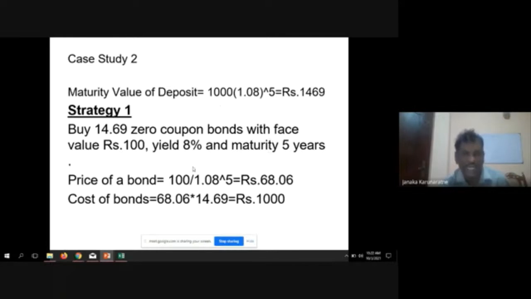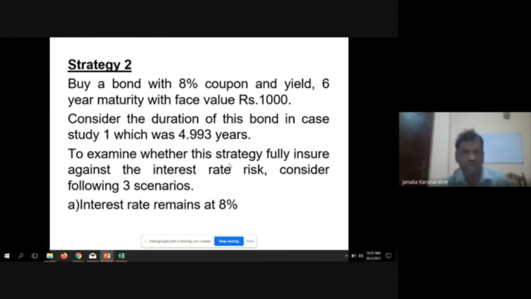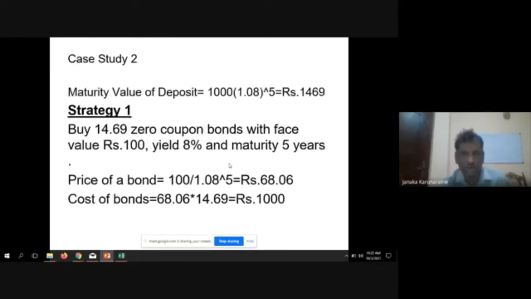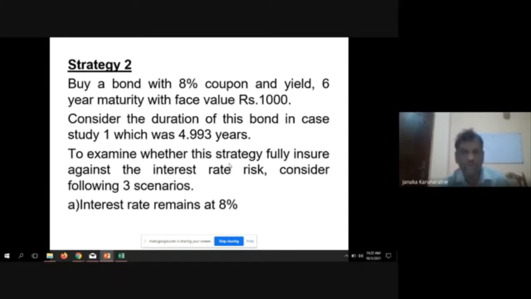So that at the end of the maturity of this deposit, we end up receiving a similar amount of cash flows, whatever the market interest rate is going to be in the future. So that is the duration hedging. That's the concept we use. Now let's say we don't have zero coupon bonds. If we don't have a zero coupon bond, we have to look for a coupon bond. So when we look for a coupon bond, again we match with the duration.